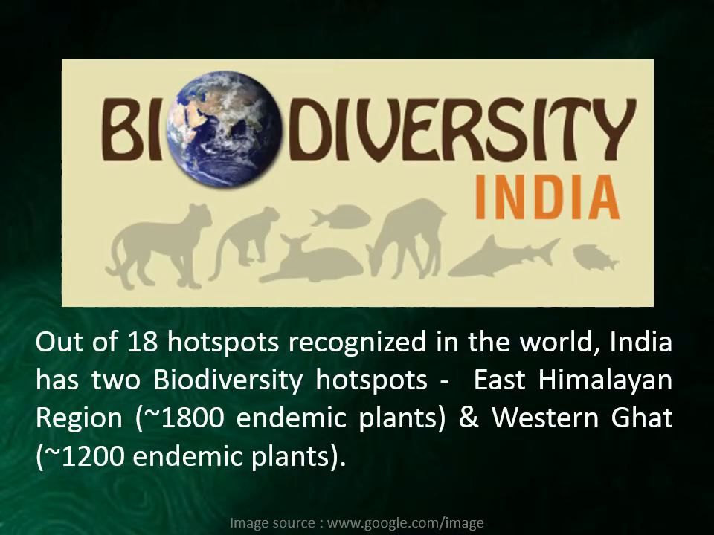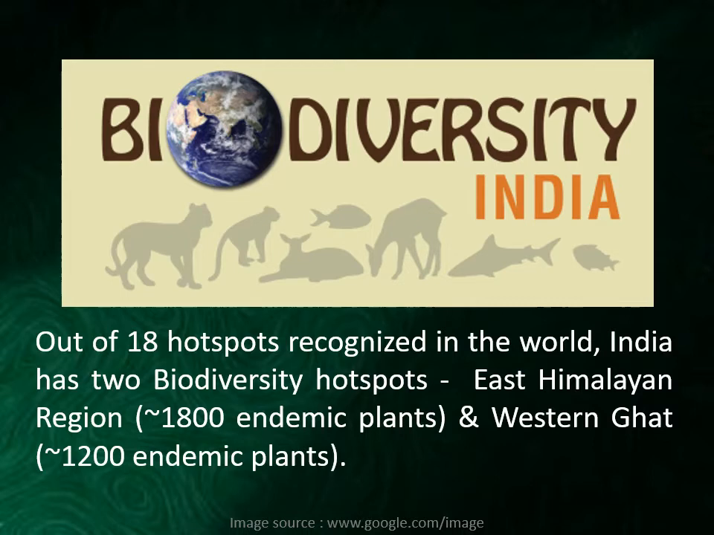Now, out of the 18 hotspots recognized all over the world, these 18 regions are the most diversified areas, having the maximum number of varieties of life forms found in the entire world. And among these 18 hotspot areas, India has two biodiversity hotspots, as I already told you: the northeast Himalayan portion and the Western Ghats.